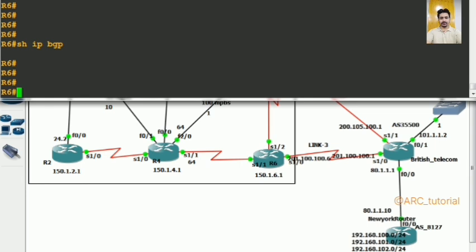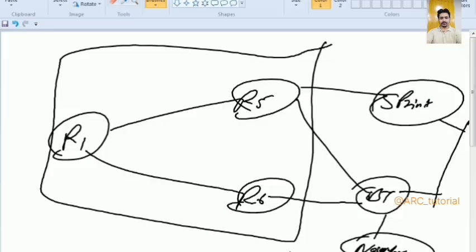How will you solve this problem? And this is your logical topology now. See, now you have two solutions. Either configure IBGP peering in between R5 and R6 as well. That's not allowed over here. However, you can configure it, but it's not allowed. So what will you do now to solve this problem?